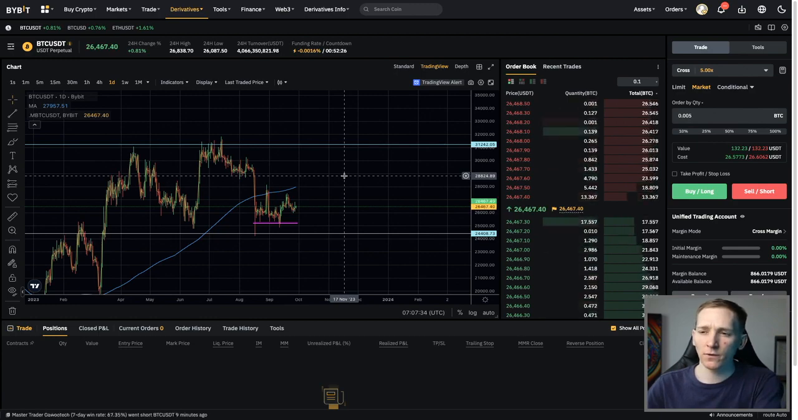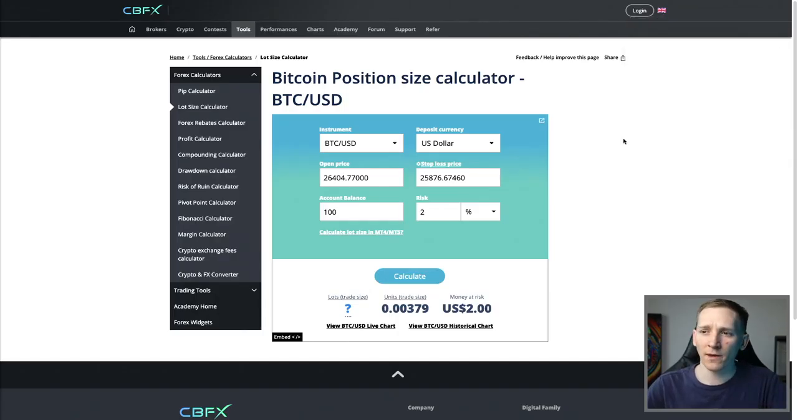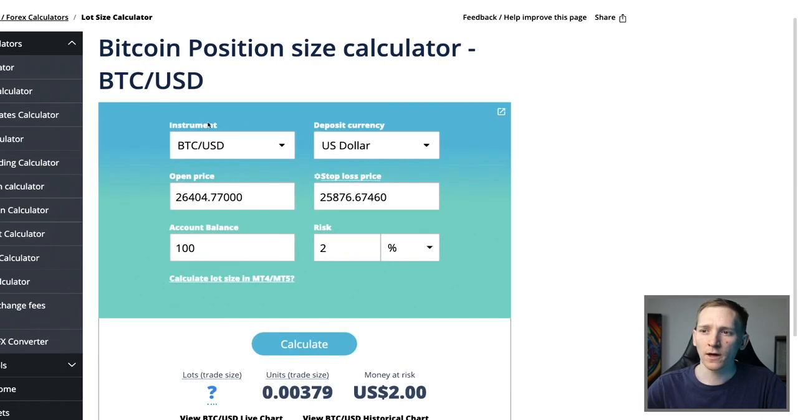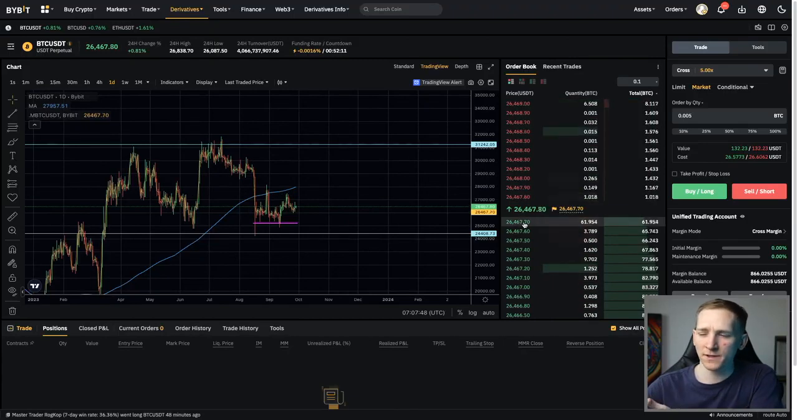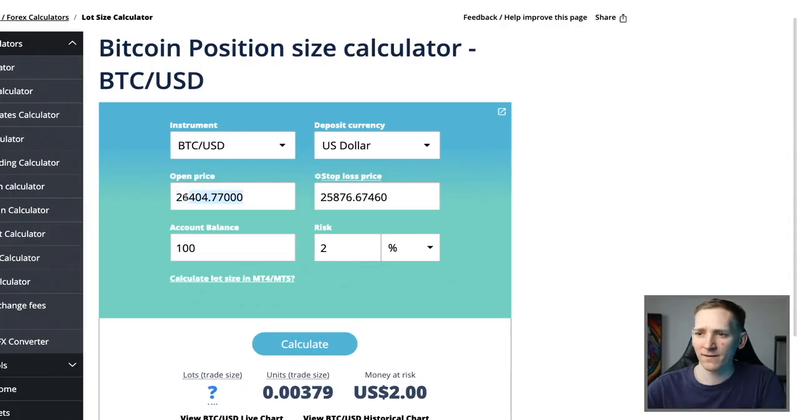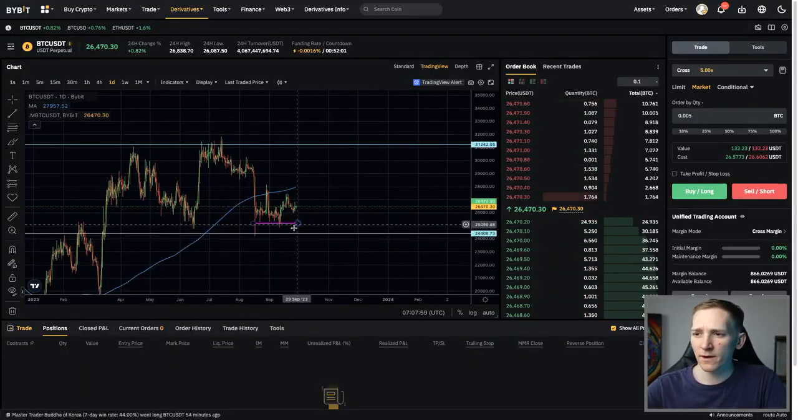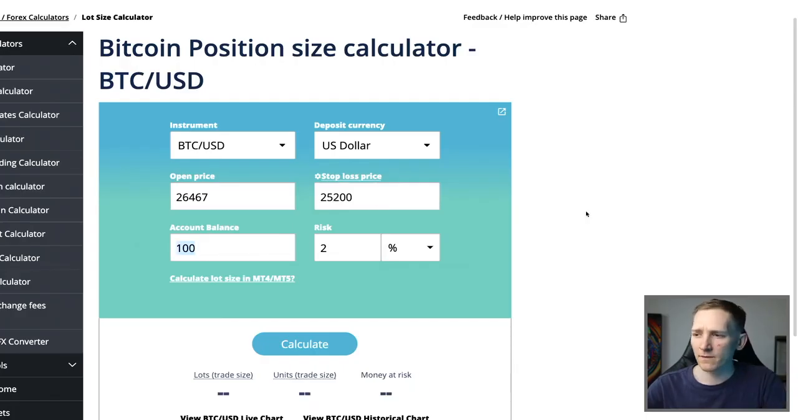So we're going to go over to an order size calculator. You can find these online. I'll link this one below as well. We're trading Bitcoin USD, and the opening price we know is the price we're going to open at, which is the market price, 26,467. We're also going to put our stop loss price in because we know that, because we've done our TA, 25,200.